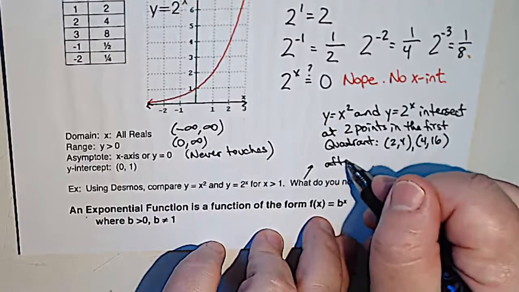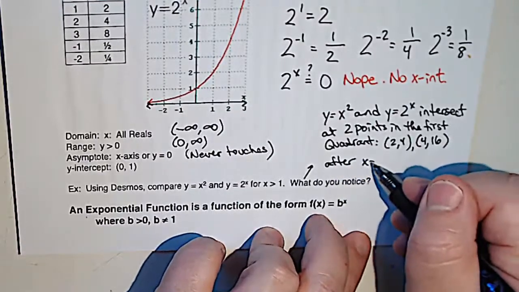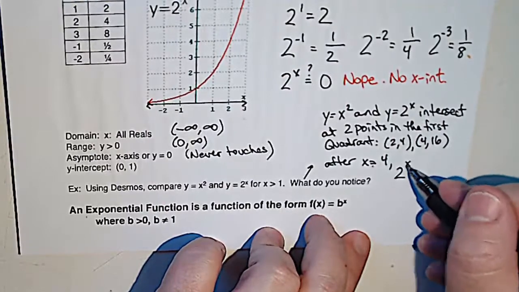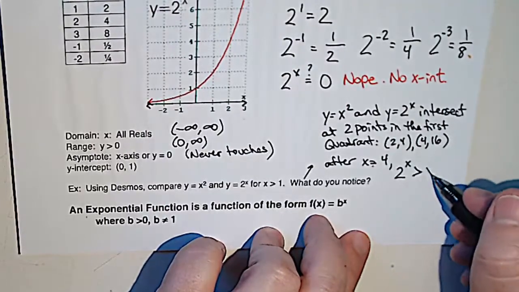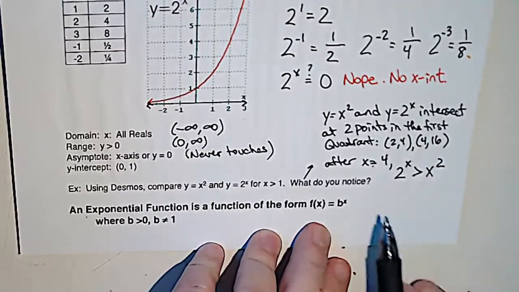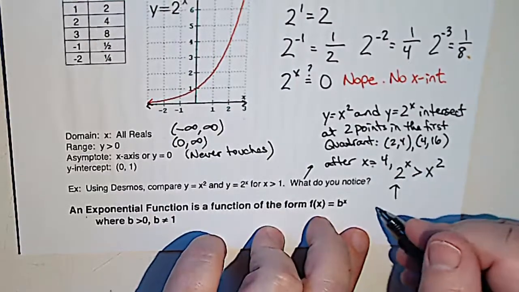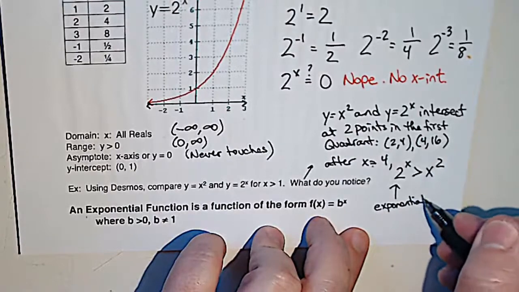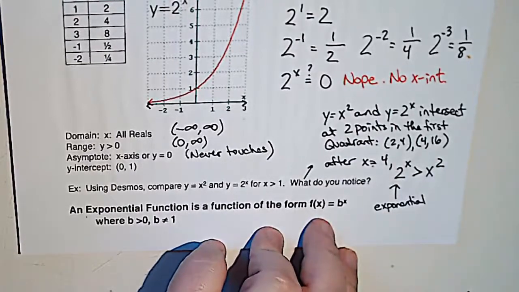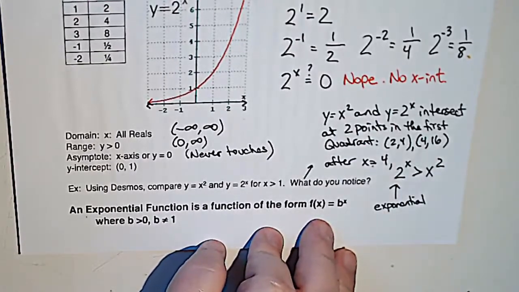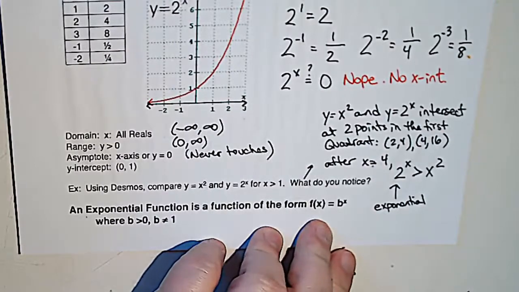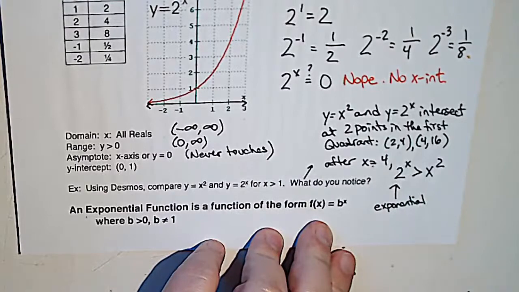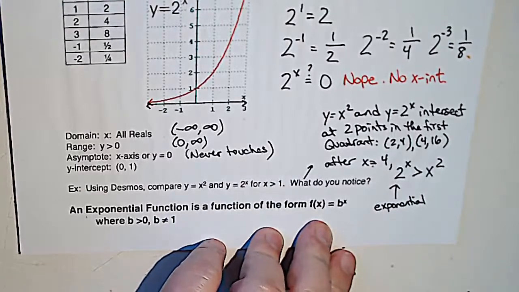After x equals 4, 2 to the x is much larger than x squared. And that's really important. This is the exponential. And exponential functions are known for getting really big really fast. The exponential model tends to describe anything that grows like that.